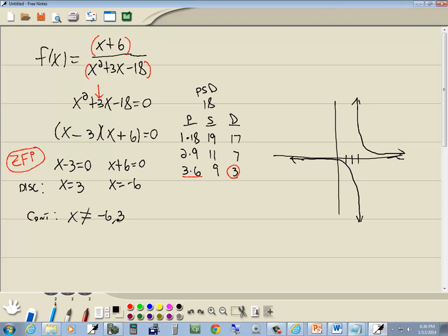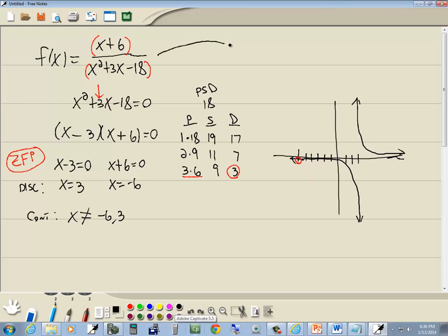Okay, now we said it's discontinuous at 3, and that's pretty obvious. You can see there's a hole right there. There's nothing there. But we also said it's discontinuous at negative 6. Well, if I come over here to negative 6, what we're going to find is that there's going to be a hole right here. How do I know that?